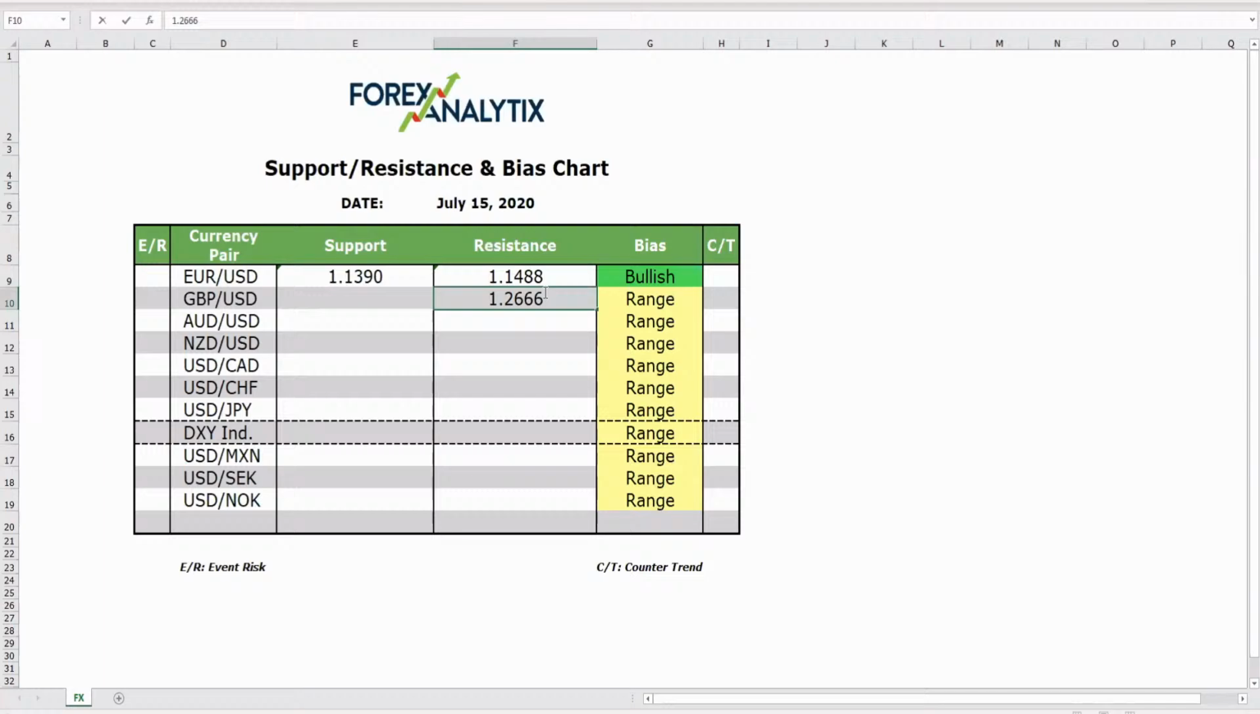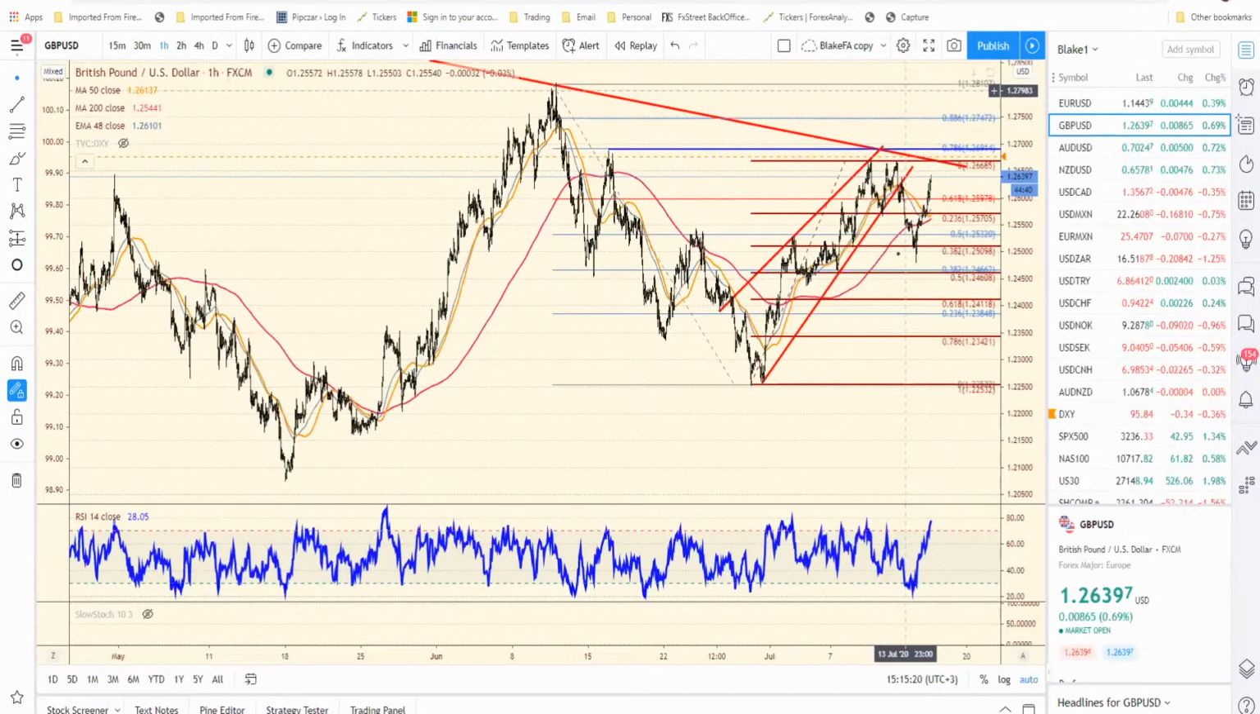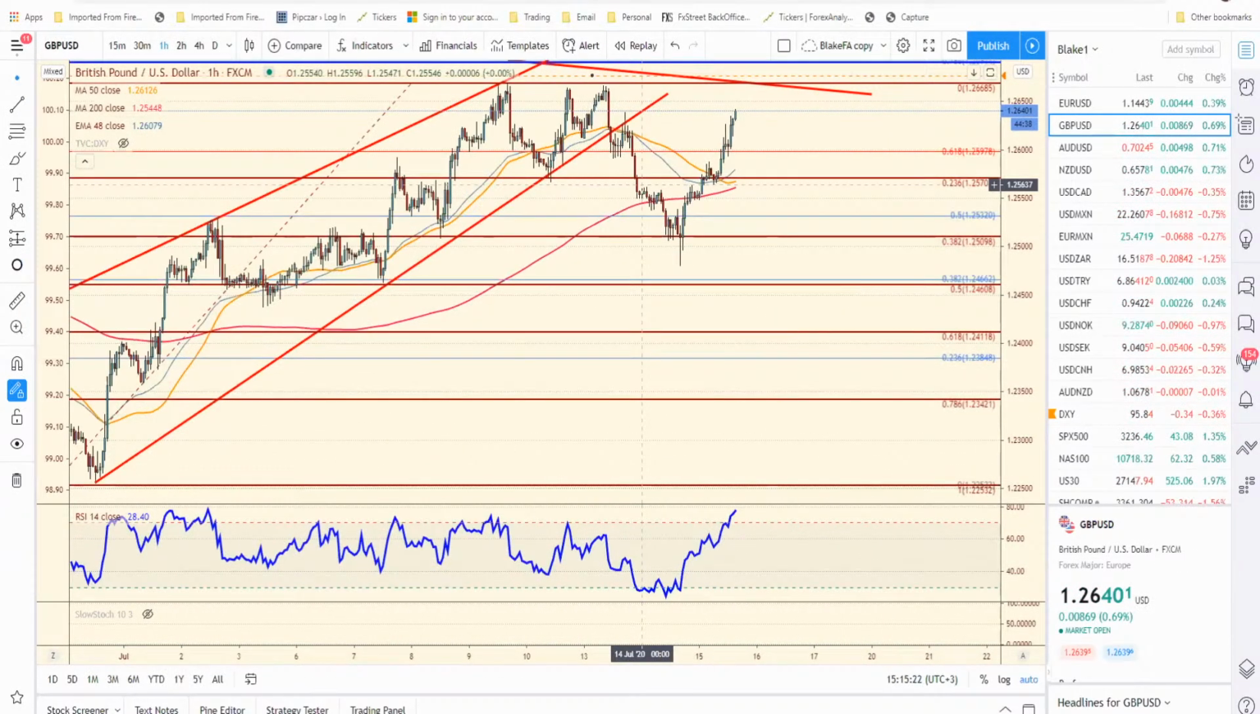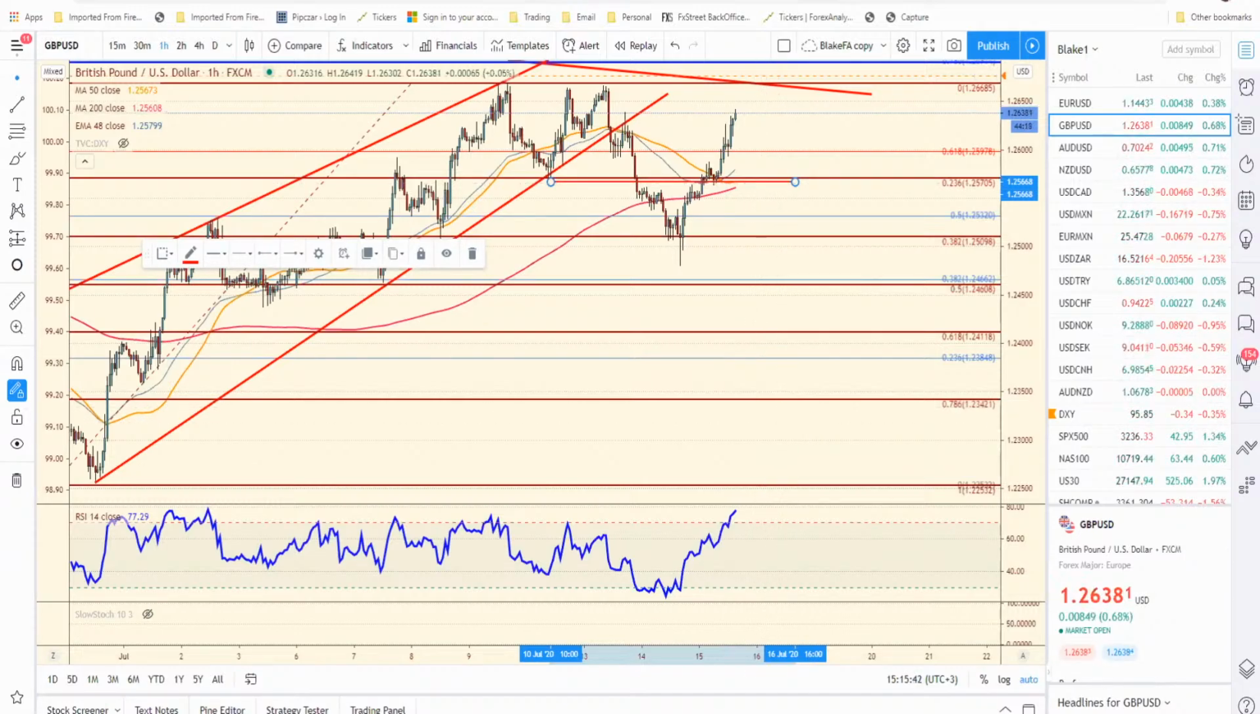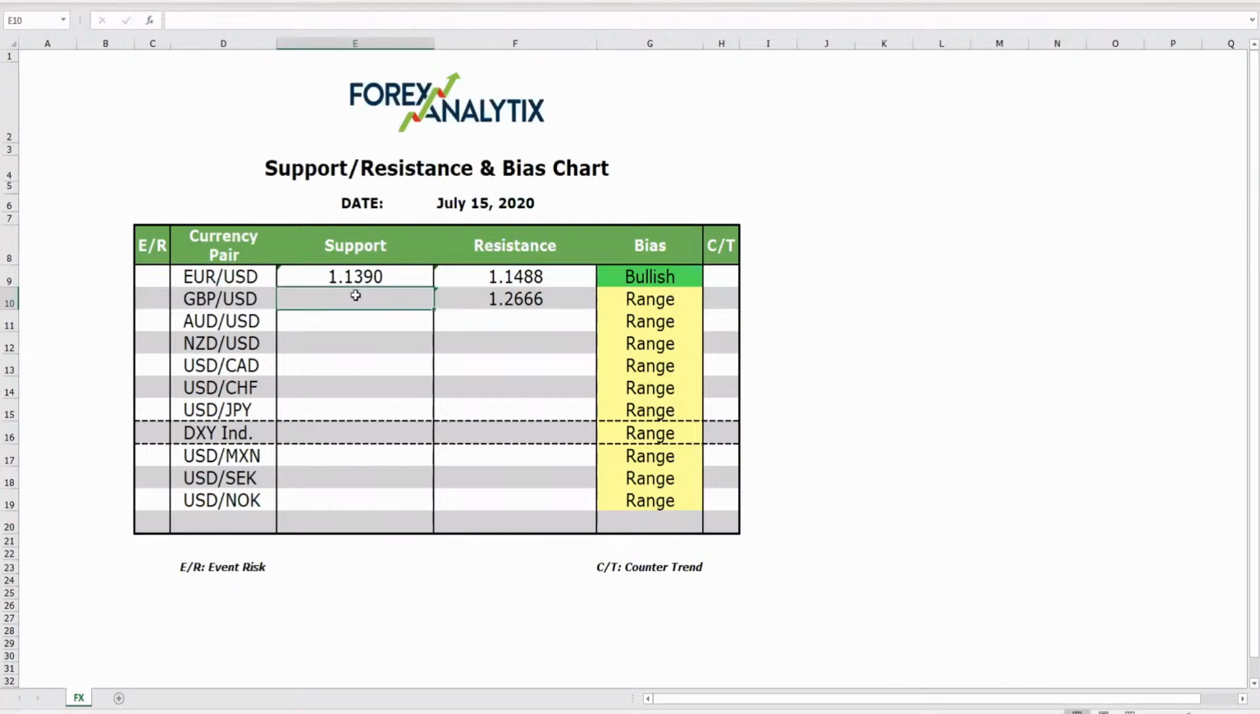And then support. Now, if we get a dip in the cable, this should offer some support. You can see this previous line support here, horizontal support there. This is a breakout point. So this should all offer pretty good support for today at 125.65. And I doubt we get there today, but I've got to write it down. Okay, so let's go over to the Aussie.